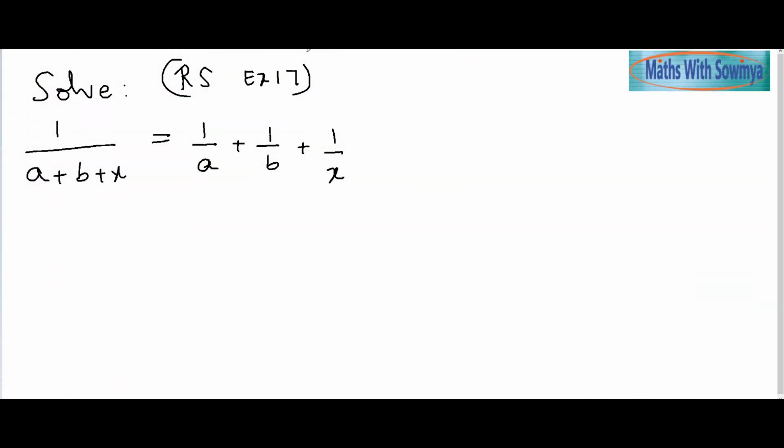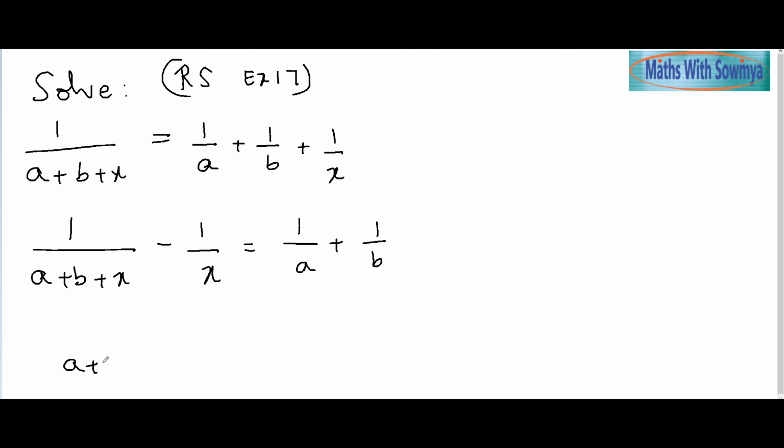This is one more question from RS Agarwal. So whenever we have something like this, bring all the x towards one side. So this is a plus b plus x. Take this x here minus 1 by x. This is 1 by a plus 1 by b. Now you just take the LCM of this.